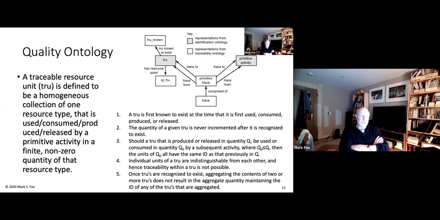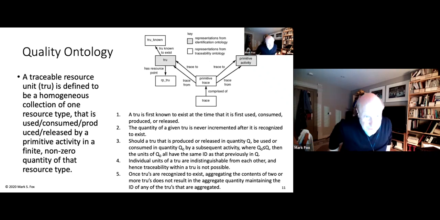the ability to represent what we refer to as a traceable resource unit, which is a homogeneous collection of one resource type that is used, consumed, produced, or released by a primitive activity in finite non-zero quantity of that resource type. That's just a fancy way of saying that we want to be able to trace a part that is not decomposable into subparts through the manufacturing process. Now, what you see over here is a set of axioms written in English. In the research papers, they're written in first order logic.